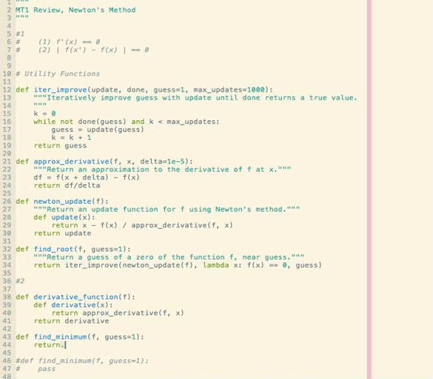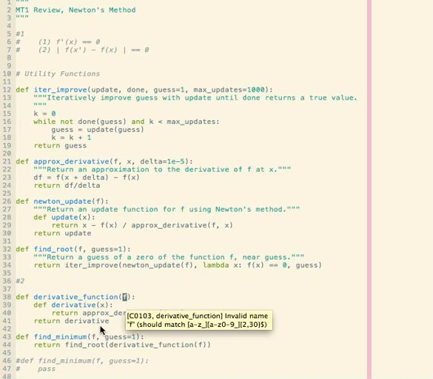Alright, so now that we have a way to find the derivative function of a function f, find minimum is just to find the zero of that derivative. So the answer is just to call find root. Find root is what we want. Okay? And what we want is the derivative function of the function f. Okay, so that's it. All we have to do is write a function that computes the derivative of a function, right? This is a higher order function, and find the zero of that derivative function.